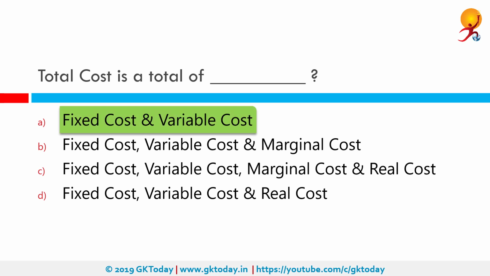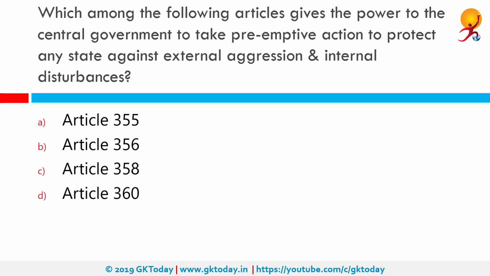Total cost is the total of what? The correct answer is fixed cost and variable cost. In economics and cost accounting, total cost is the total economic cost of production and is made up of variable costs, which vary according to the quantity of a good produced and include inputs such as labor and raw materials, plus fixed costs, which are independent of the quantity of a good produced and include inputs that cannot be varied in the short term. Fixed costs such as buildings and machinery.